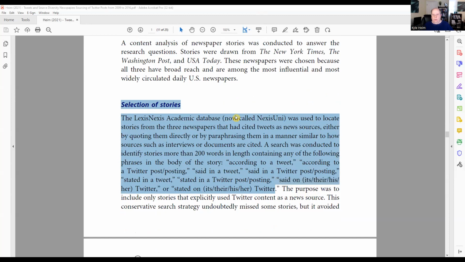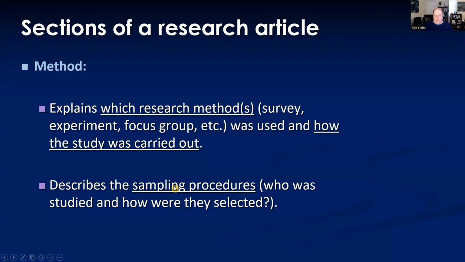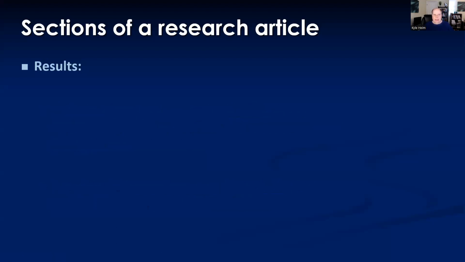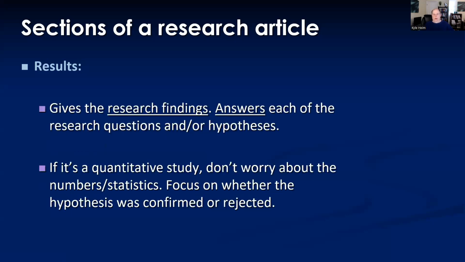Okay, so after you have explained your method and your sampling procedure in the method section, what comes next? Now we finally get to say what the study actually found. What were the results? This means the answers to the research questions, or it means were the hypotheses confirmed or were they rejected? So this is the section where you give those findings.